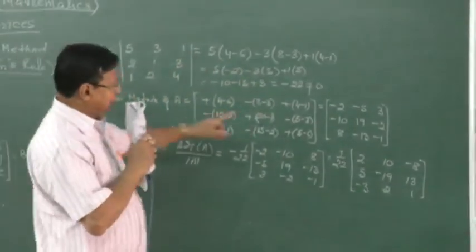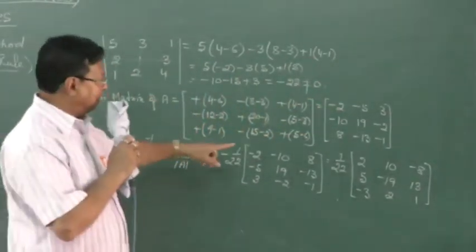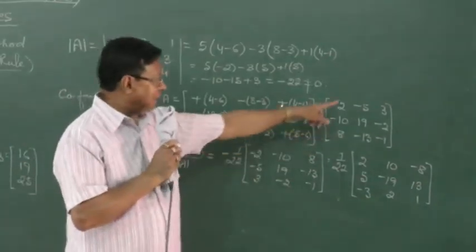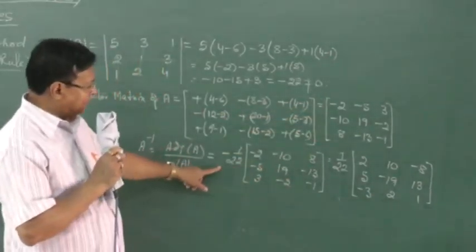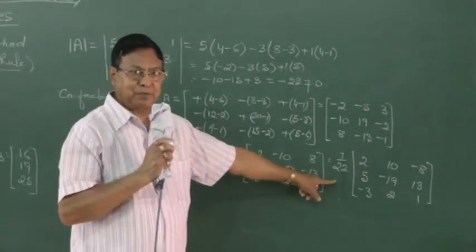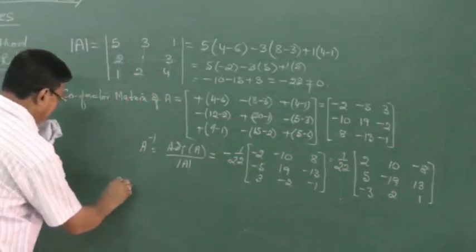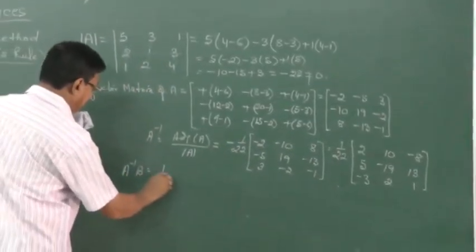So that's this cofactor matrix. The transpose is the adjoint, so I have transposed it already here. First column is the first row, second column is the second row, third column the third row, and then divided by determinant A, so this is A inverse. I think I did it in one go. Now find A inverse B.